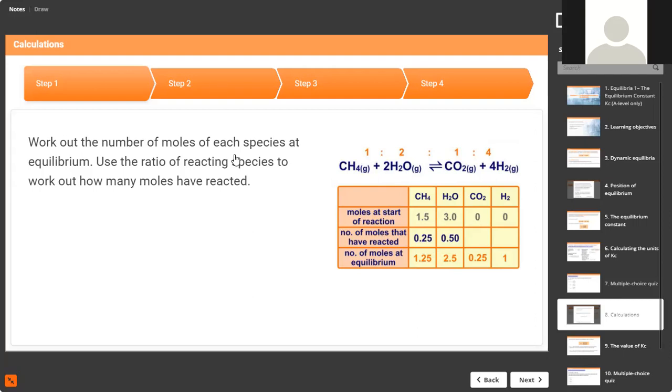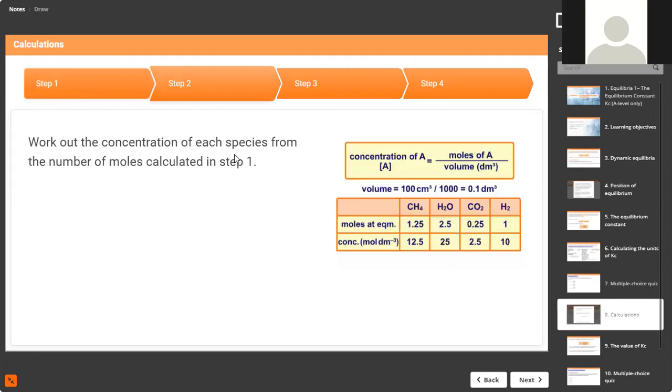So step 2, what do we do now with this information? Well, we work out the concentration of each species from the number of moles calculated in step 1. So to work out our concentration, we do number of moles, which we worked out in step 1, divided by our volume. And we knew our volume was 100 cubic centimeters. In decimeters, that is 100 divided by 1,000, 0.1.